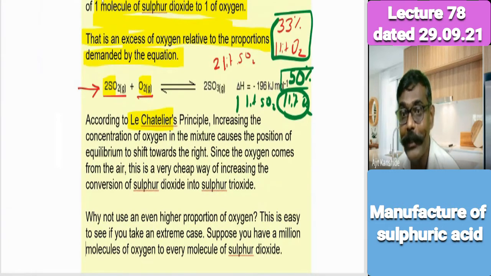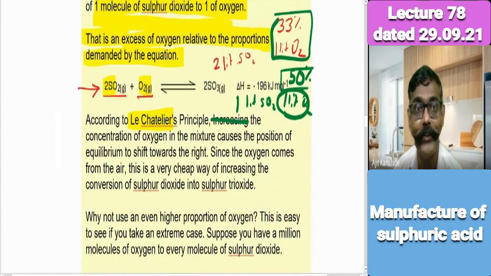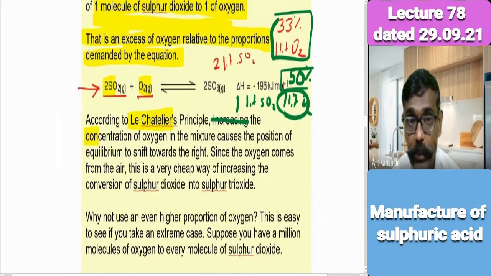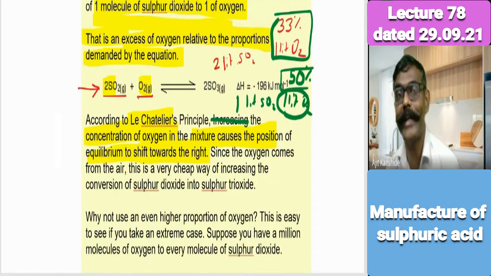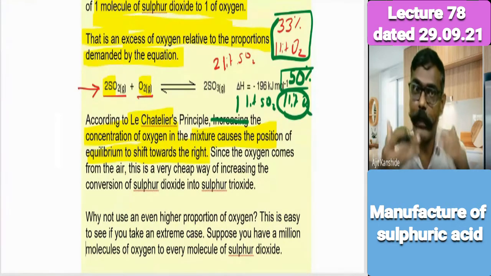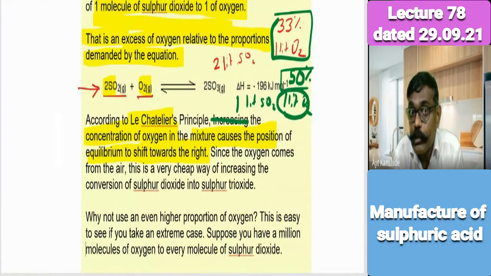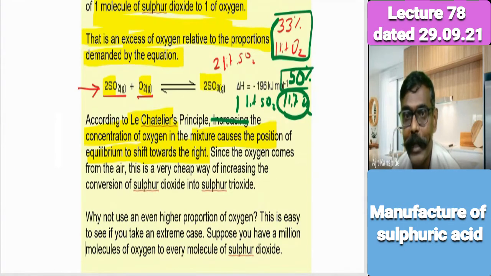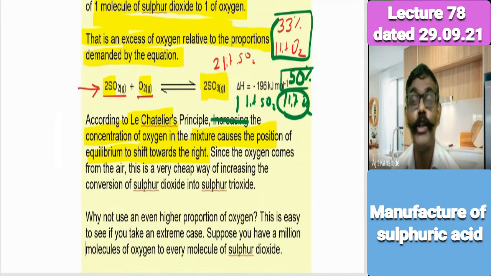Means practically we are increasing the concentration of oxygen, sorry, the proportion of oxygen, due to which, as per Le Chatelier's principle, the position of equilibrium shifts towards the right. What is Le Chatelier's principle? If you disturb the equilibrium, the equilibrium adjusts in such a way that the changes will be nullified. So if the concentration is increased on the left side, then the reaction will go in the forward direction. So the amount of sulfur trioxide obtained will be more if we use the 1:1 proportion.